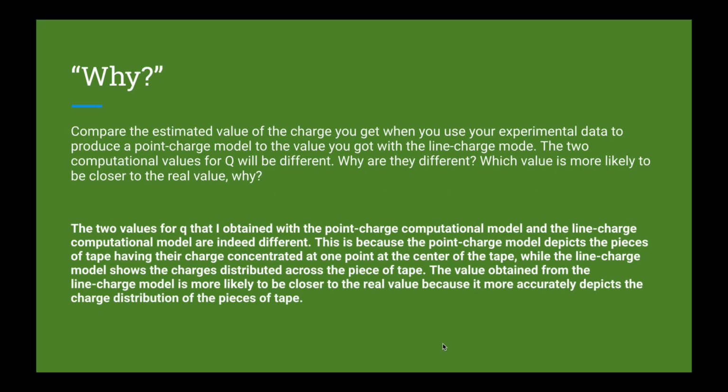Why? The 2 values for Q that I obtained with the point charge computational model and the line charge model were indeed different. This is because the point charge model depicts the pieces of tape having their charge concentrated at one point at the center of the tape, while the line charge model shows the charges distributed across the piece of tape. The value obtained from the line charge model is more likely to be closer to the real value because it more accurately depicts the charge distribution of the pieces of tape.